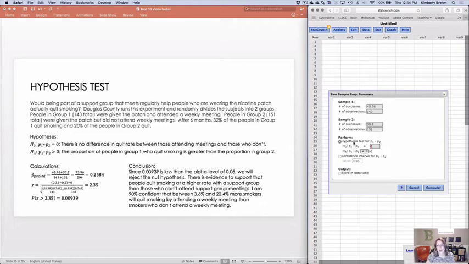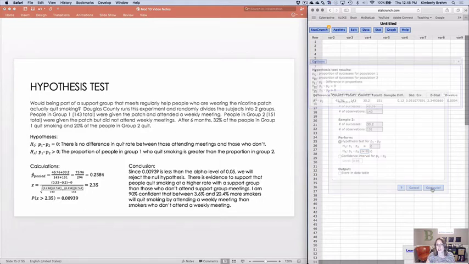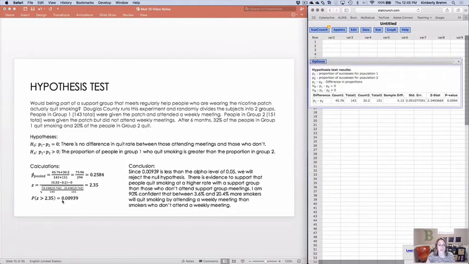And remember that for my hypothesis test, the null value should be 0. The alternative in this case was greater than, because I was saying that the rate of people in group 1 would be greater than the rate of people in group 2, or that the difference would be greater than 0. And then I'll compute. And notice it gives me that same value of 0.0094, which is essentially what I have over here.